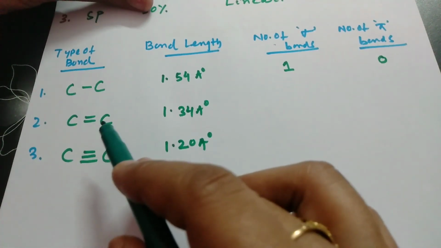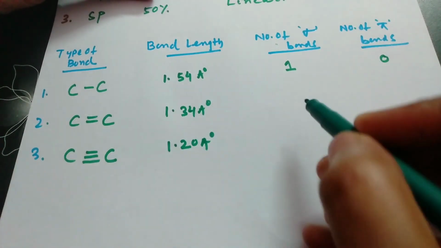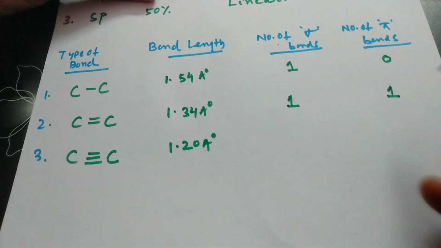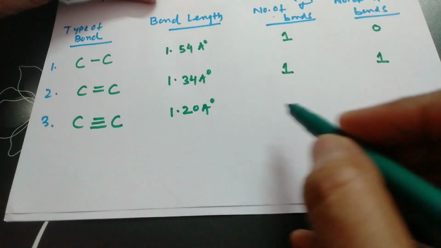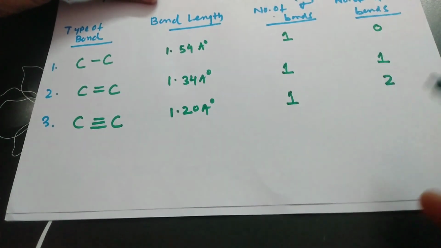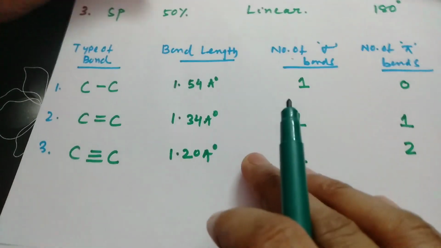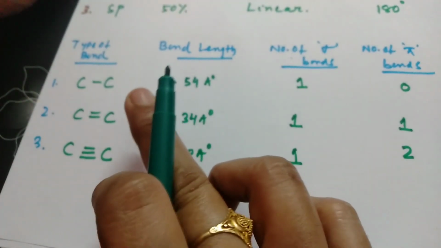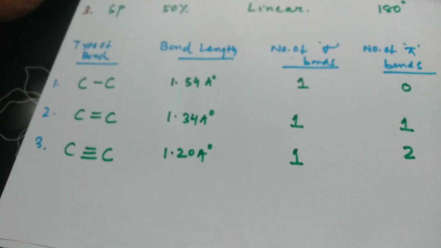If carbon-carbon double bond is there, then 1 sigma, 1 pi. That means this is 1 sigma and this is 1 pi. Similarly, if triple bond is there, then 1 is sigma bond and 2 are pi bonds. Okay. So this is about the number of sigma and pi bonds present between carbon and carbon: single bond, double bond and triple bond.